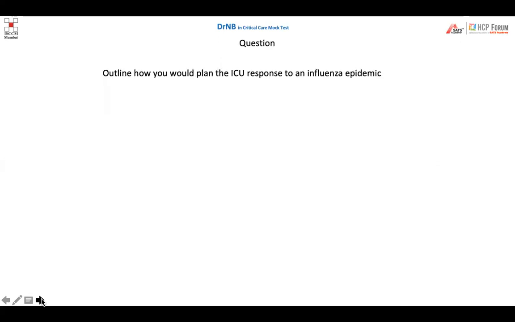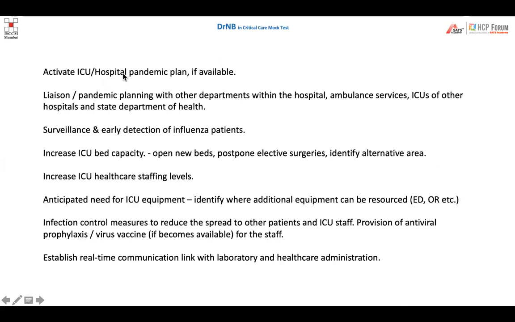Outline how you plan ICU response to an influenza pandemic. First is activate the pandemic plan. Planning should be done with all other departments of the ICU, all other departments in the hospital, including ambulance services, other hospitals, state department of health. Early detection surveillance should be there. Bed capacity should be increased. New beds should be there.